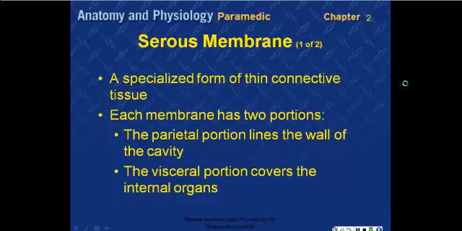There are several places in your body where serous membranes are formed. Serous membranes are a specialized form of thin connective tissue. Each membrane has two portions. The parietal portion lines the wall of the cavity, whereas the visceral portion covers the internal organs.